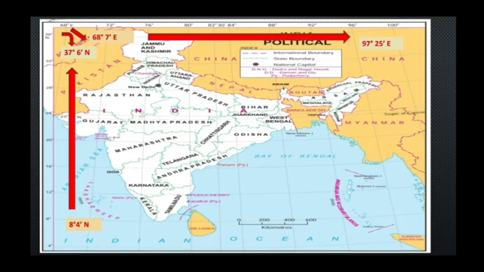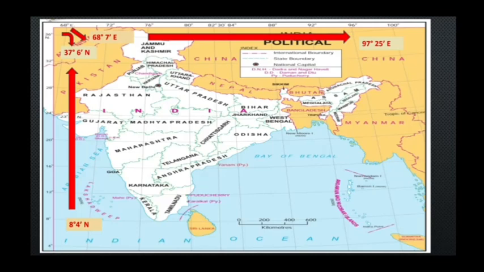By observing the map of India, we get to know that the mainland of India extends from 8 degree 4 minutes north. If you come down towards the southern part, you can see this red arrow. It starts from 8 degree 4 minutes north to 37. As you go on top towards the left hand side, you can see 37 degrees 6 minutes north. So these are the numbers or degrees that show the latitudinal extent, the horizontal lines.